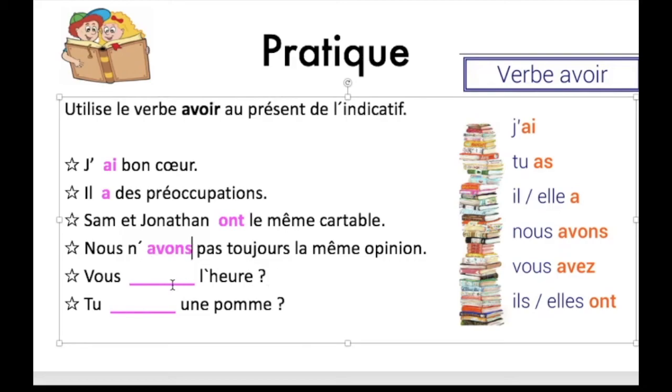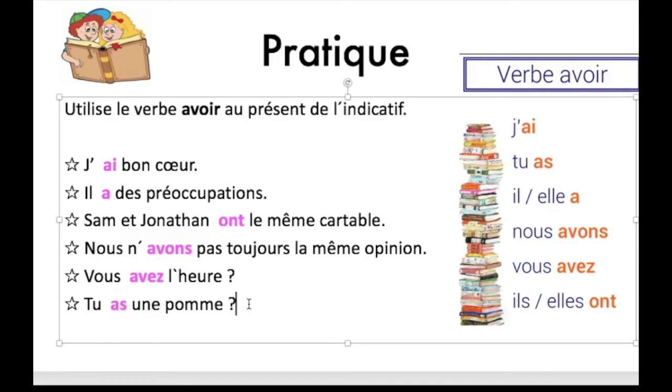The next one I'm going to look down. There's my blank. To the left, I have vous. And let's look down for the pronoun vous. And I have vous avez right over here. So A-V-E-Z. And the last one, I have tu blank une pomme. I'm going to look for my pronoun tu. There we go, tu as.